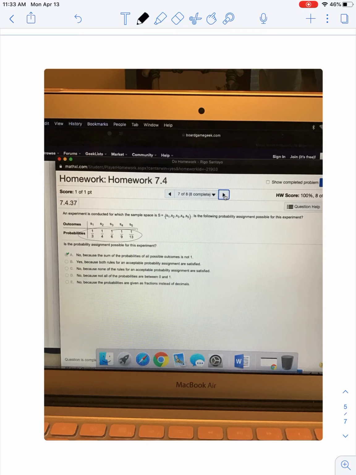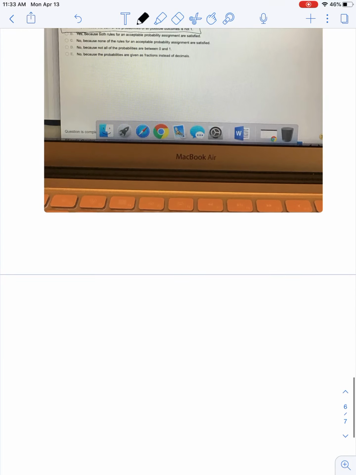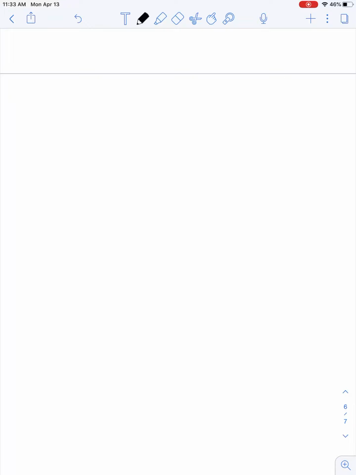Well, remember that probabilities should sum to equal 1. And after adding them, we see that they do not. So this is why this answer is A. No, because they do not add to equal 1. So all you have to do is just use your calculator, add those up, and see how that works out for you. Okay, so a nice example there. Let's take a look at our last example in this homework assignment.